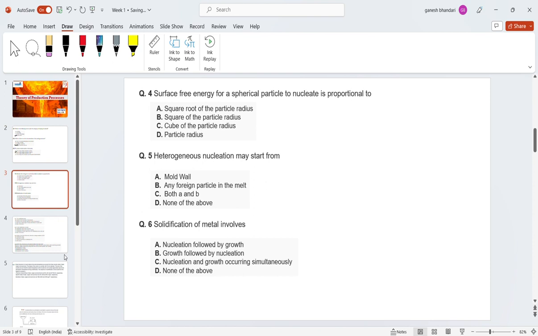So the fourth question is surface free energy for a spherical particle to nucleate is proportional to. Do you have any comment on it?